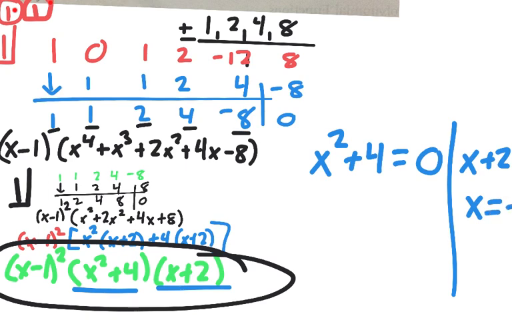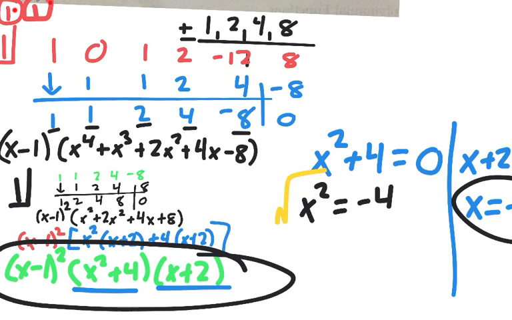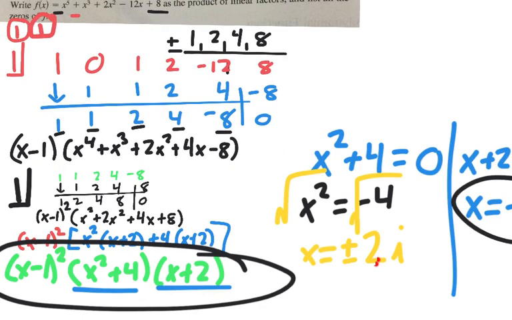Okay, well this one's easier to solve, so I'm going to do it. Negative 2 is going to be a root. And then over here, x squared equals negative 4. Square root. x equals plus or minus. Negative comes out as an i. Square root of 4 is 2. So now I have found all 5 roots. I have 1, 2i, negative 2i, and negative 2. Those are my 5 roots for my 5th degree polynomial.